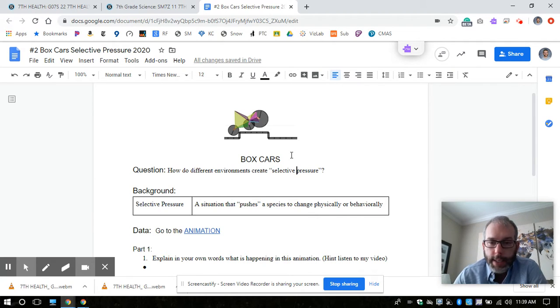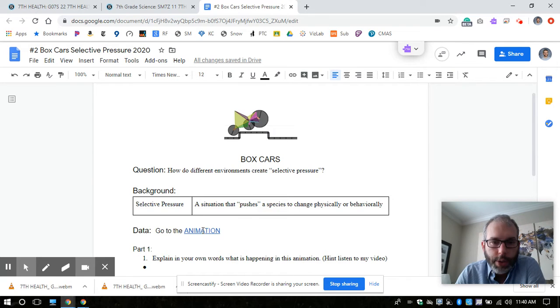We call that a selective pressure. There was a pressure that created a reason why one variation was better than another. So a mutation created a variation, and that variation, because of other animals eating them, was a positive change. And we call that a selective pressure. There was something pushing that species to change, whether they got eaten or not. But we're going to look at another example of that today with this boxcar.